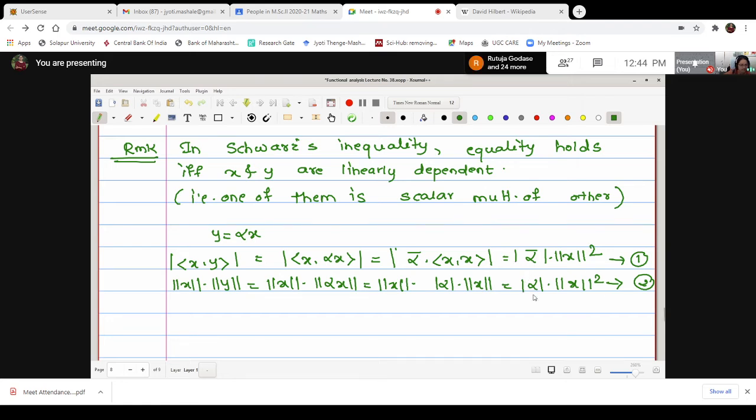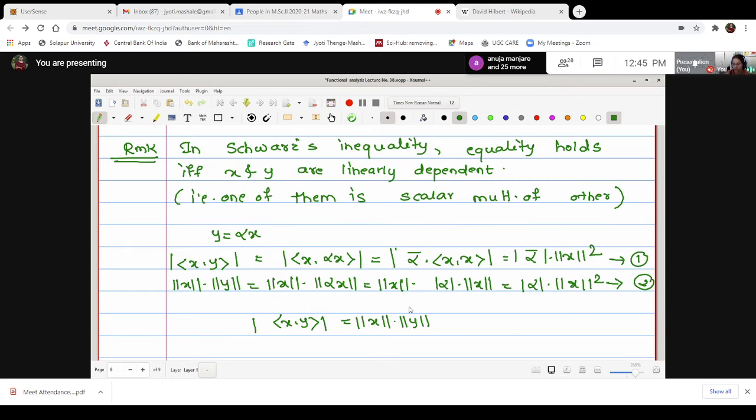Therefore the right sides of both the statements are the same, so the left sides will be equal. Means whenever the two vectors x and y are linearly dependent, then the modulus of the inner product xy is exactly equal to norm x into norm y. Therefore the Schwarz inequality holds with equality if and only if x and y are linearly dependent. This may be a question for your objective: Schwarz inequality will be equality if and only if dash dash dash dash. There may be 4 options. Okay. Therefore, here we end up with the Schwarz inequality.